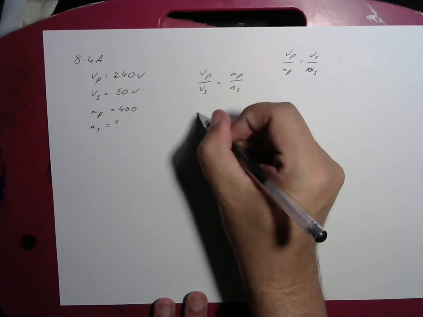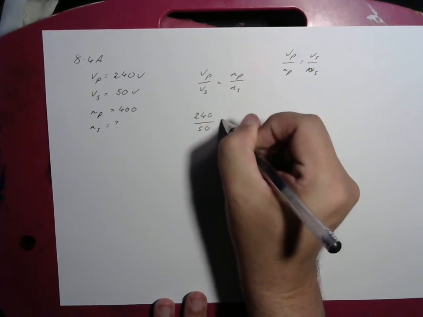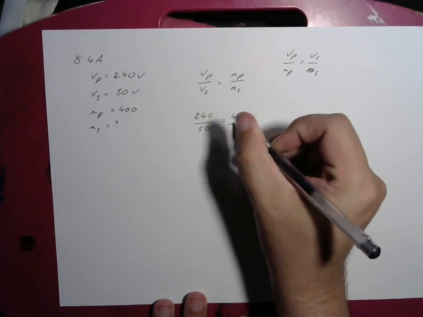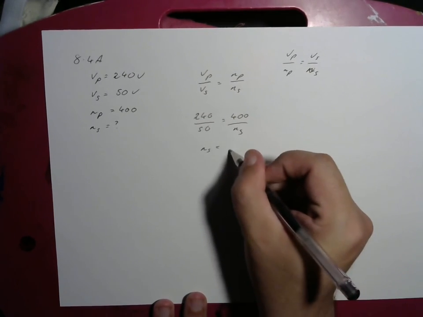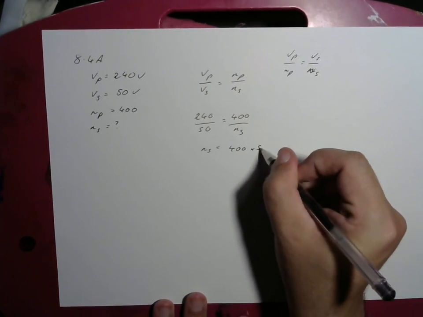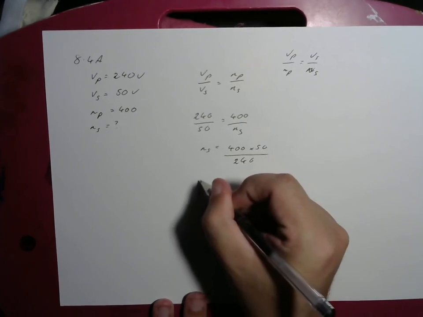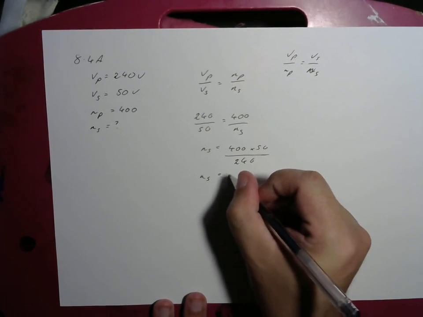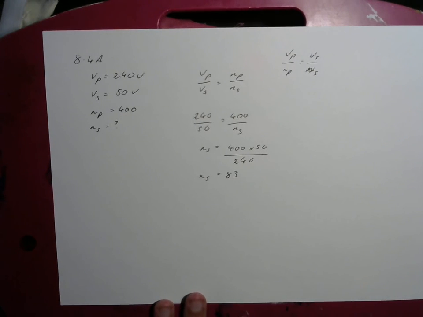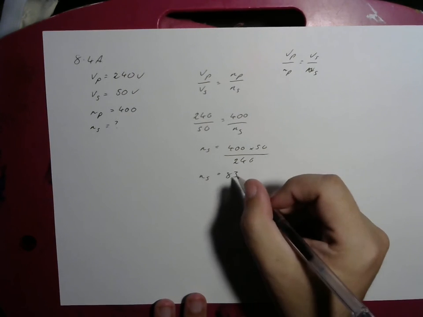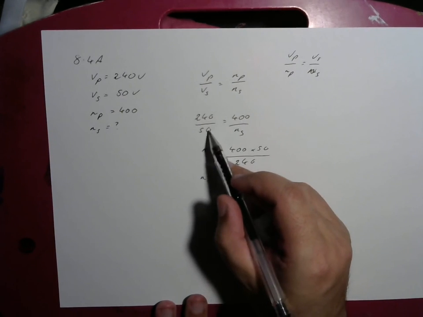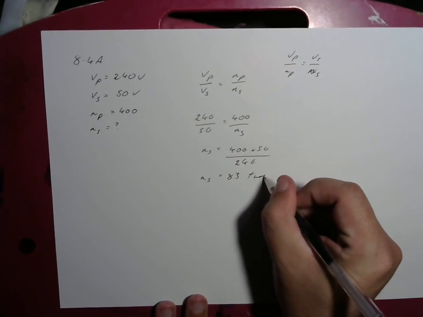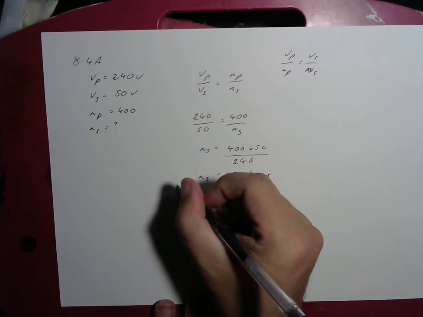Substitute them in. 240 over 50 equals 400 over something, Ns. Let's rearrange that. We're going to get Ns equals 400 times 50 over 240. So Ns will equal 83 turns to two significant figures. Remember, you can't really have half a turn. I mean, I guess you kind of can, but just round it to a whole number, especially depending on what sort of information has been given to you here, because there's two sig figs there. So 83 turns. So that's part A, pretty straightforward.